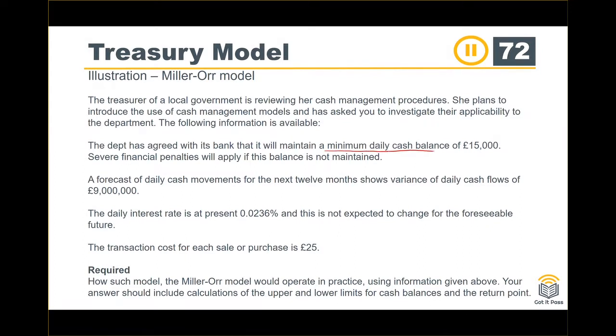People remember daily cash balance. Minimum daily cash balance is £15,000, and forecast of daily cash movement. The variance is £9 million, and the daily interest rate is 0.0236%, and also the transaction cost for each sale or purchase is £25. So based on the Miller-Orr model, then what should be the upper limit, lower limit, and the return point of the cash balances?